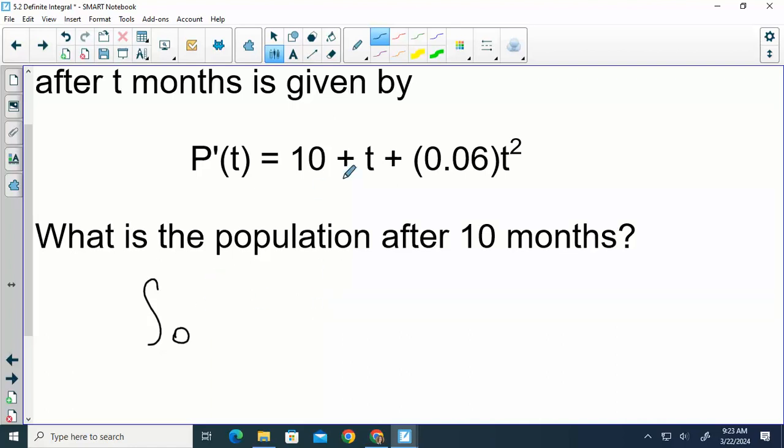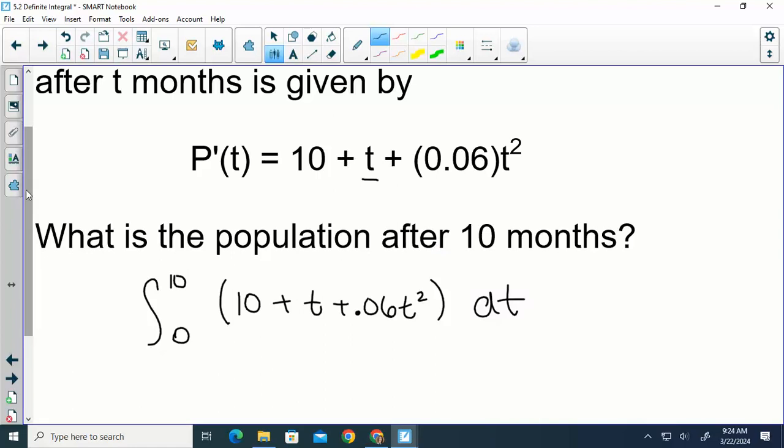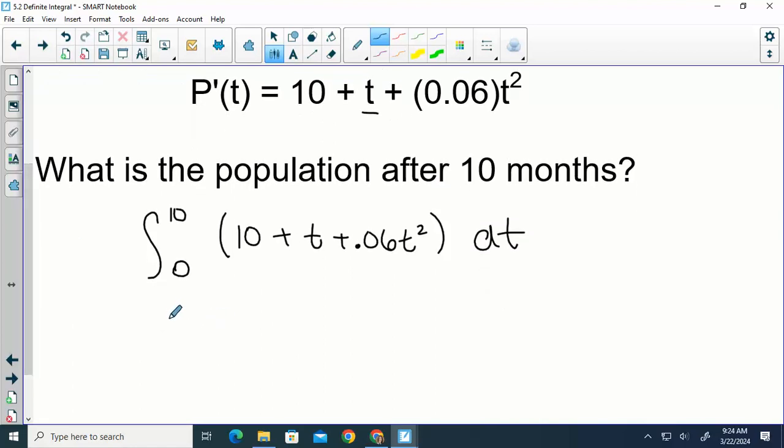But our time, since t is our variable, and we end when the time is 10. So we have to do the antiderivative of 10 plus t plus 0.06 t squared. And if you have an integral, you have a dt on the end. Okay, so if I do that, antiderivative of 10 would be 10t. Antiderivative of t would be a 1/2 t squared. Antiderivative of t squared would be t cubed over 3. So if you divide 0.06 by 3, you get 0.02.